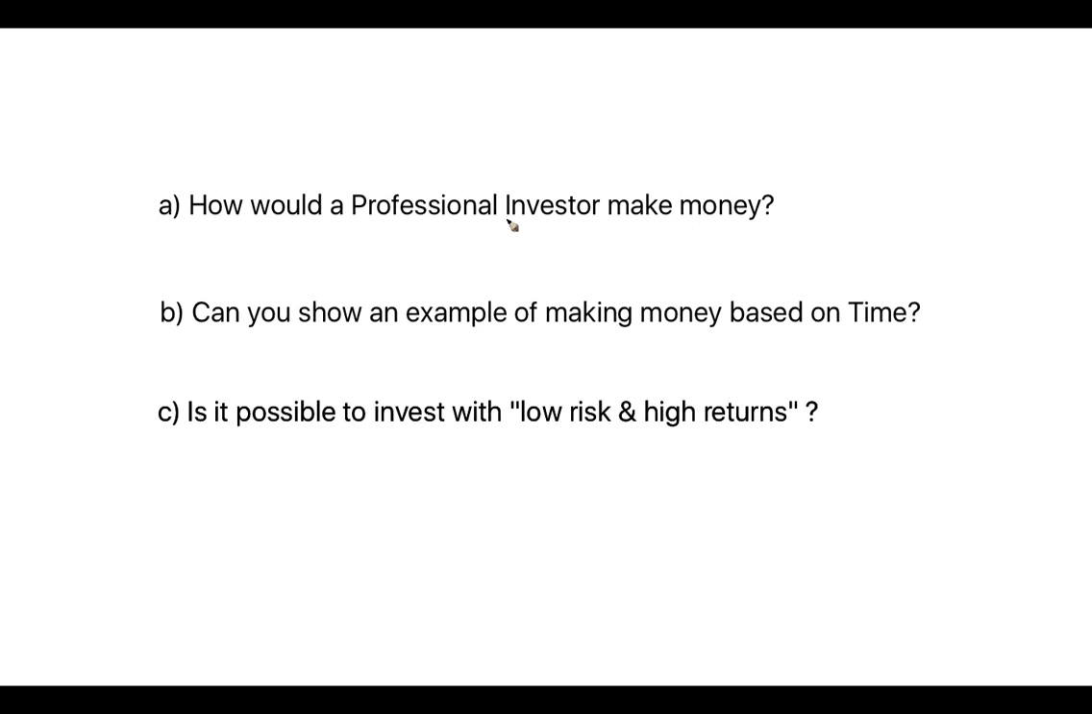So, three questions. How would a professional investor make money? Well, we addressed this in an earlier video, and there are four ways. Do you remember? Price direction, dividends. The third one is they make money based on time. Fourth is volatility.